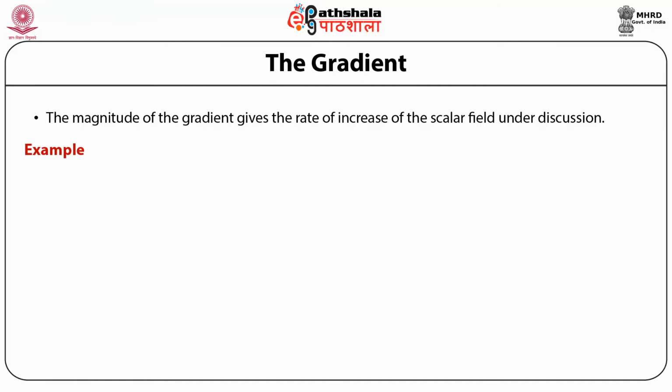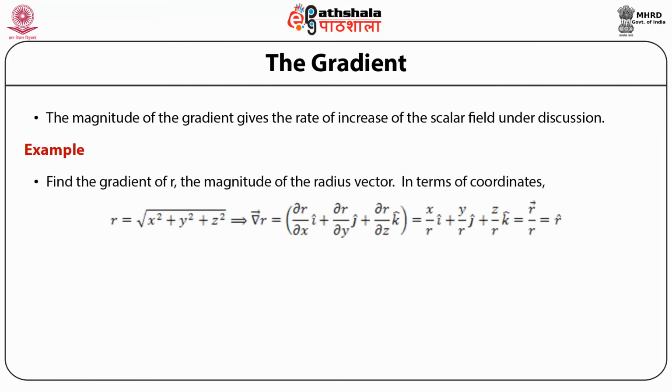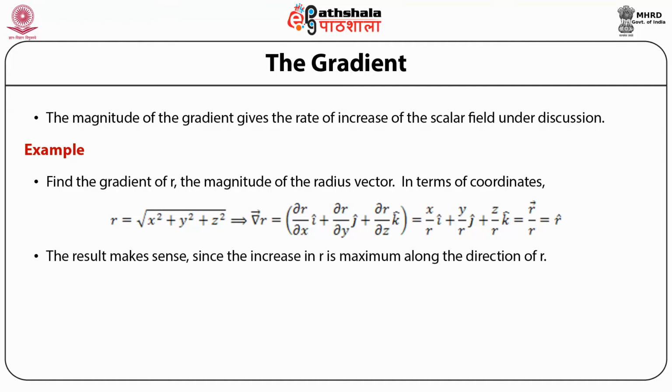Let us see one example. We have to find the gradient of r, the magnitude of the radius vector. In terms of coordinates, r is equal to under root of x square plus y square plus z square, which tends to del r is equal to del r by del x into i cap plus del r by del y into j cap plus del r by del z into k cap is equal to x by r into i cap plus y by r into j cap plus z by r into k cap, equal to r vector divided by r. The results make sense since the increase in r is maximum along the direction of r.